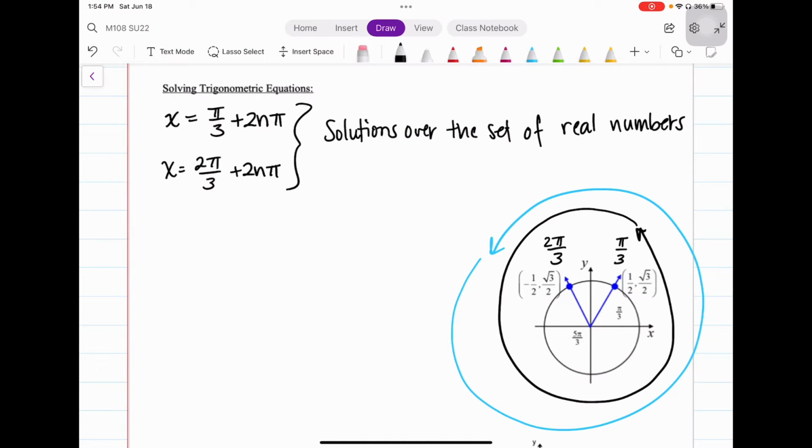But then solutions on an interval of 0 to 2 pi would just be pi over 3 and 2 pi over 3. Because it only happens at pi over 3 and 2 pi over 3 on the interval from 0 to 2 pi that y equals root 3 over 2.